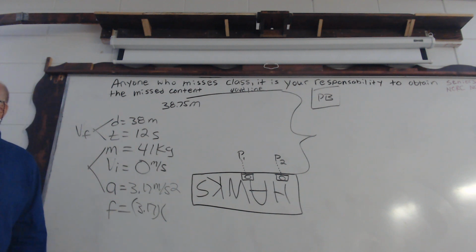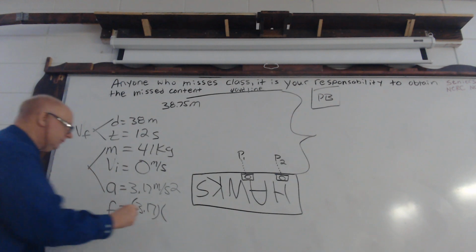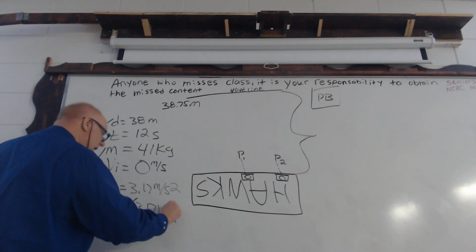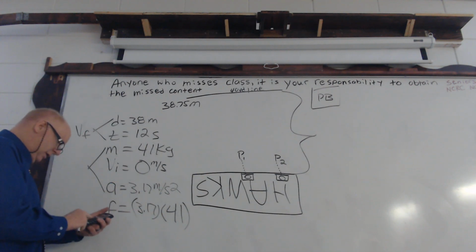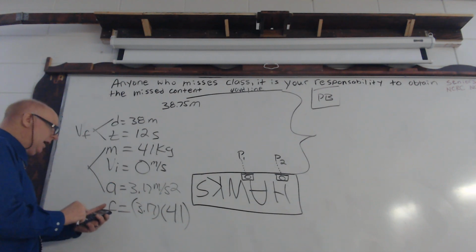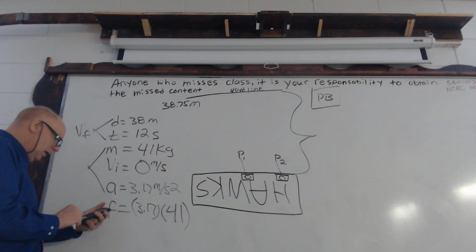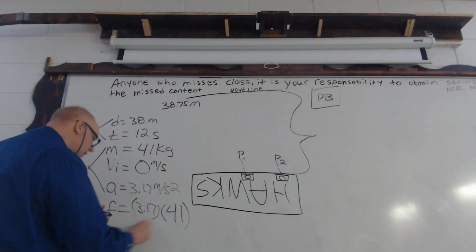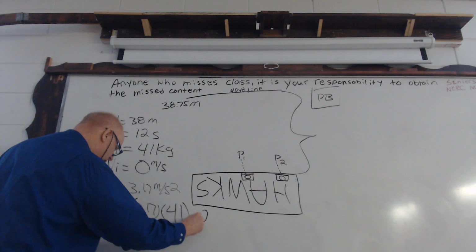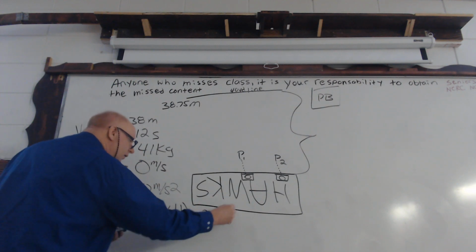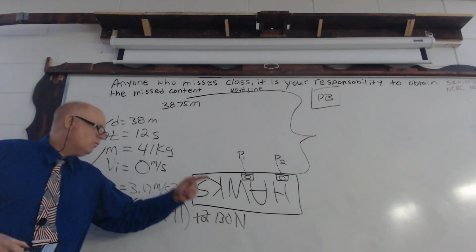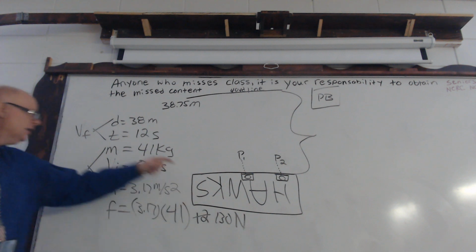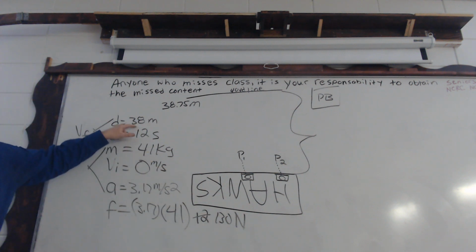Why are you correct? Because force equals ma. That's right. So this gets multiplied by 41. Then that gives you, let's see here, 3.17 times 41, which gives you 120, we'll just say 130, sorry, 130 newtons, okay? So with this number and this one, what can we calculate?